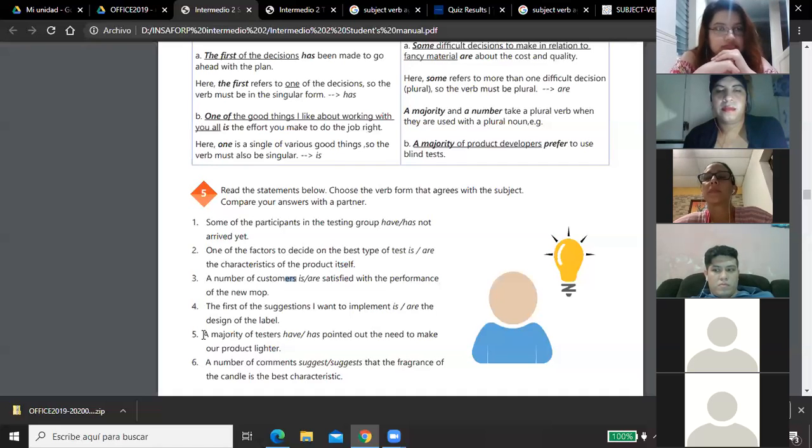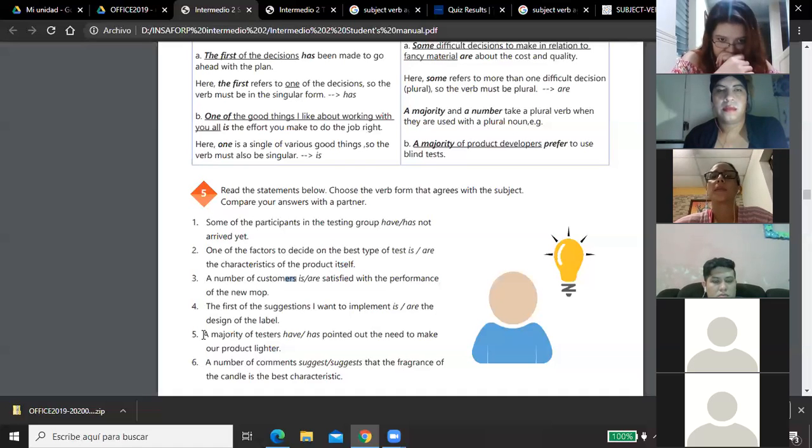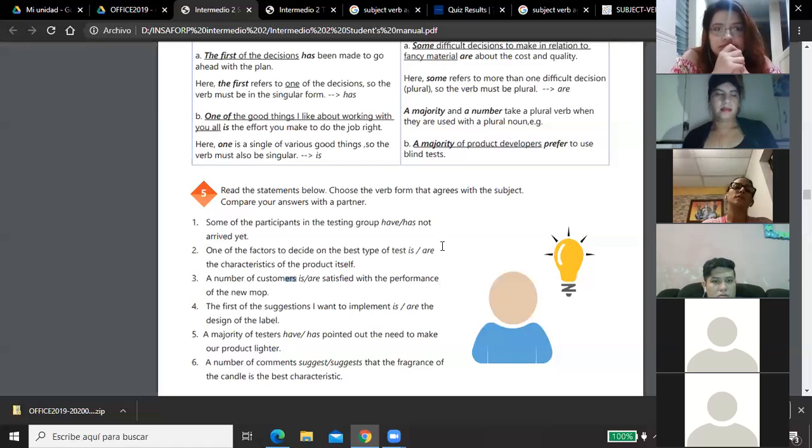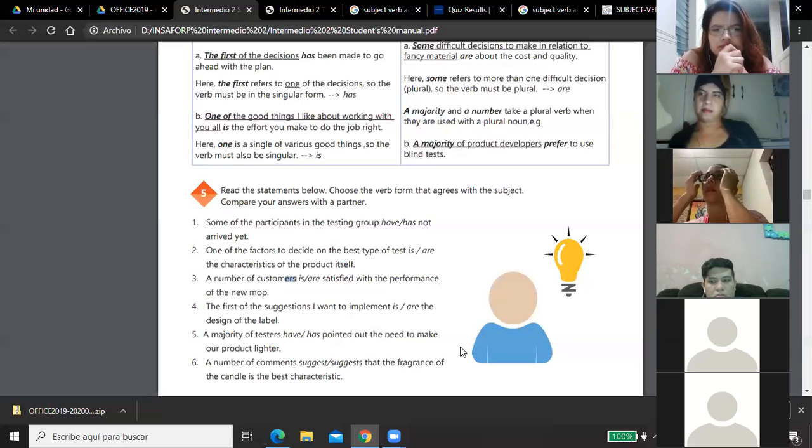Very good. So a number of comments suggest that the fragrance of the candle is the best characteristic? All right, very good. Any questions so far? I have one question. Yes. And for example, we can use most instead of majority. Yeah, most of, yes, that's okay.